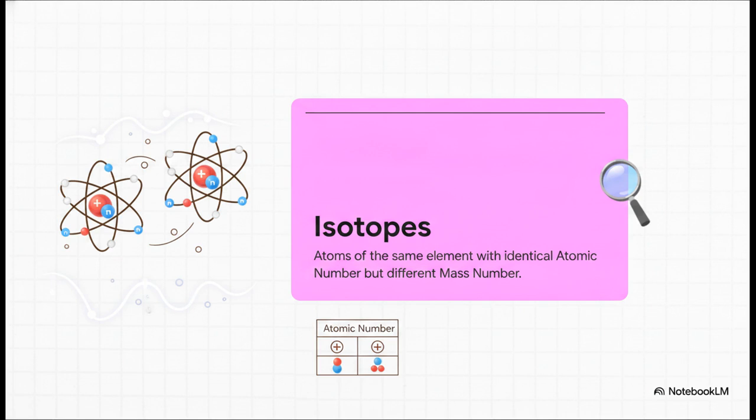By definition, these are atoms of the same element that have the exact same atomic number but a completely different mass number. Because the atomic number is the same, the proton count strictly stays the same, which means it is absolutely still the exact same element. However, the neutron count fluctuates, which either adds or removes overall weight from the atom.